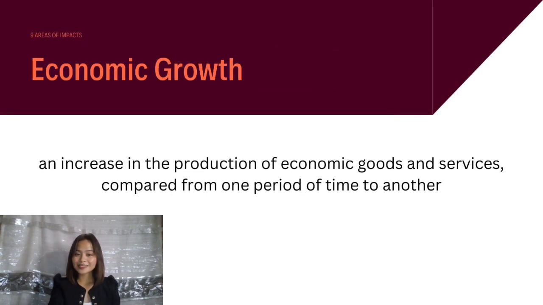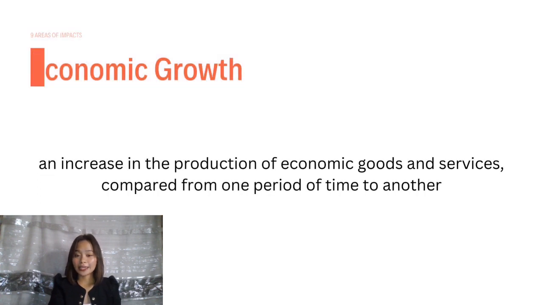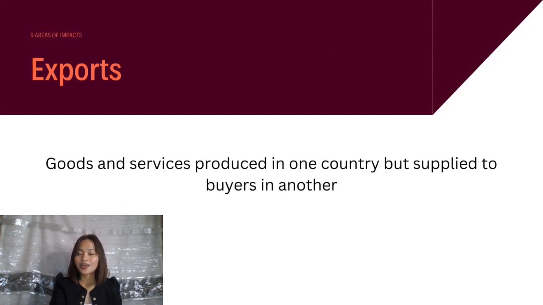So economic growth is an increase in the production of economic goods and services compared from one period to another. In 2007 and the first half of 2008, developing countries were affected less than developed countries. But in the second half of 2008, the impact was quite severe in most developing regions, continuing to 2009. Second, exports. These are goods and services produced in one country but supplied to buyers in another. Exports fell drastically in the immediate aftermath of the crisis.